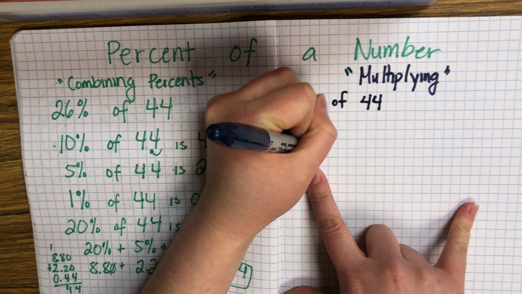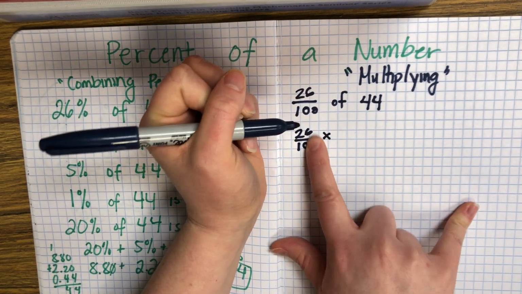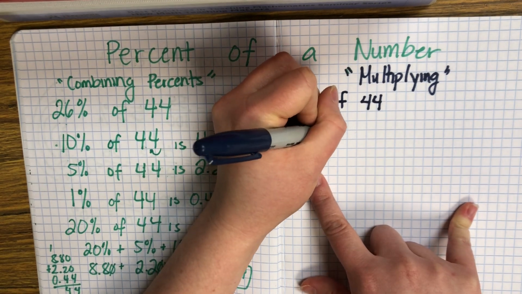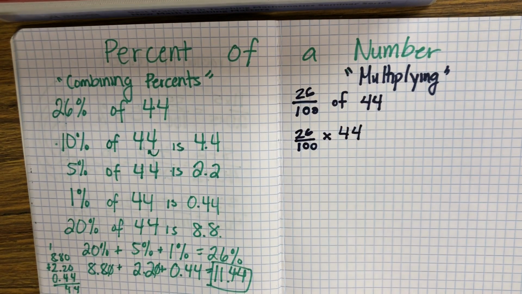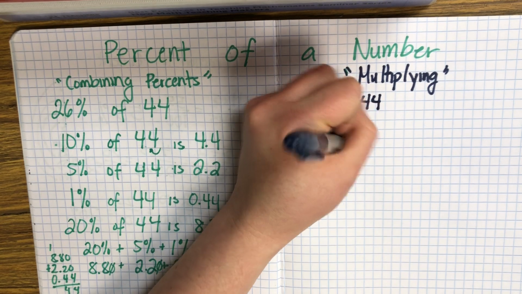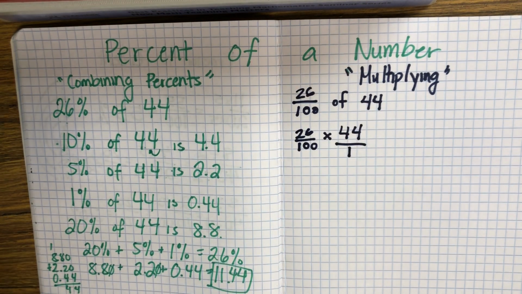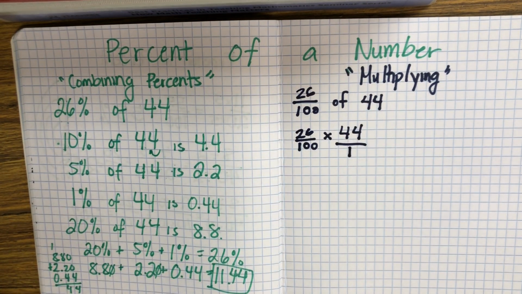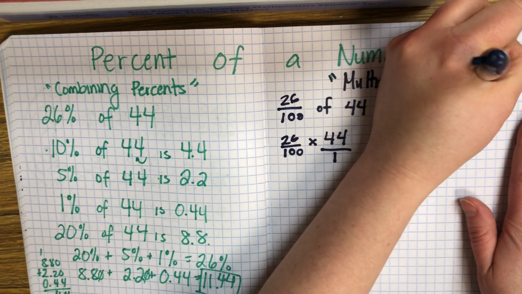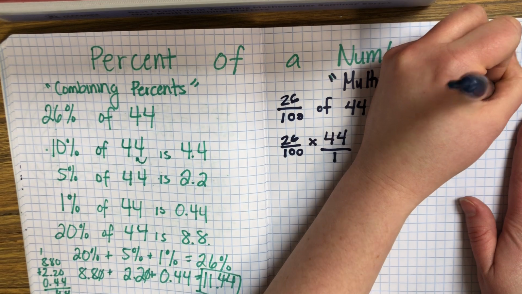So we're still doing a part of a whole. Yep, 26 hundredths of 44 can be written like this. If I'm doing fraction times fraction, I like to just stick that on top of 1 to remind me that 44 wholes is a whole number. And then I can multiply across. So I can do 26 times 44.